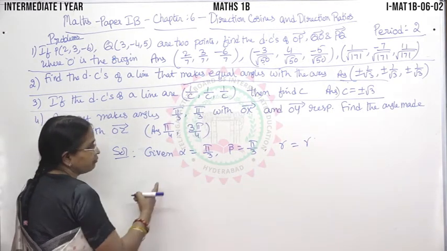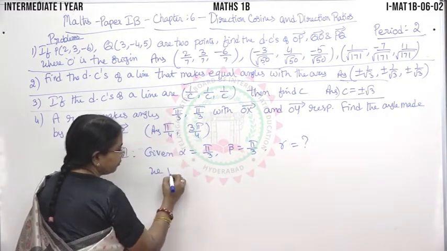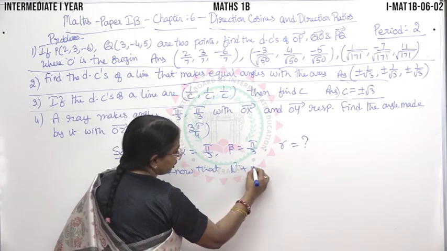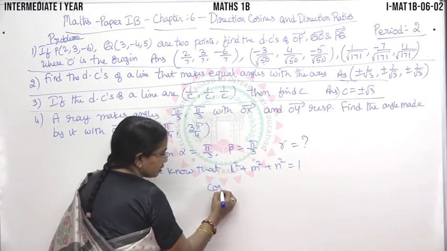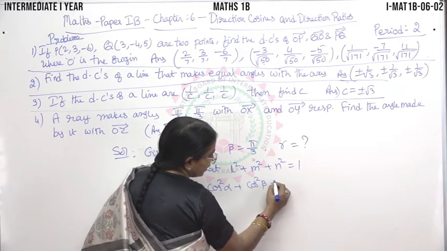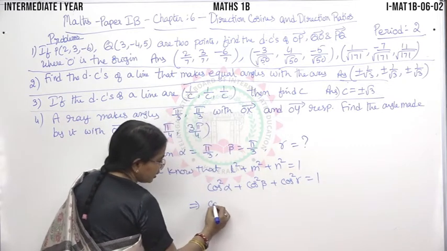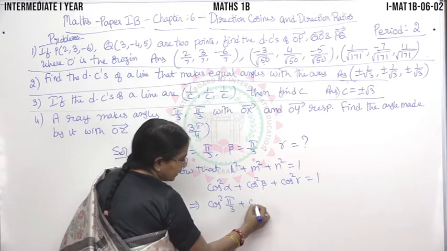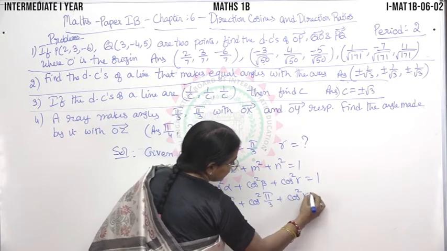We are given this, and we should find gamma. So we know that L square plus M square plus N square is equal to 1. What is L square? L square is cos square alpha. M is cos beta, so cos square beta. N is cos gamma, so cos square gamma is equal to 1. Alpha and beta are pi by 3, so cos square pi by 3 plus cos square pi by 3 plus cos square gamma is equal to 1.